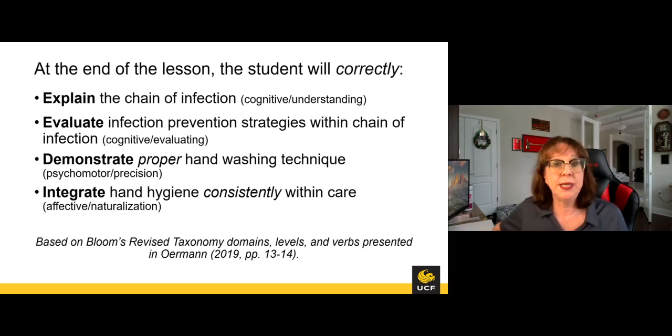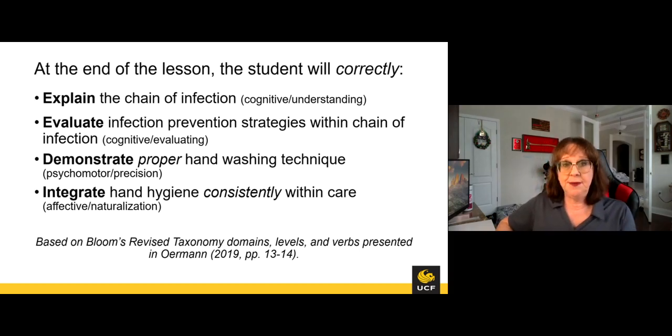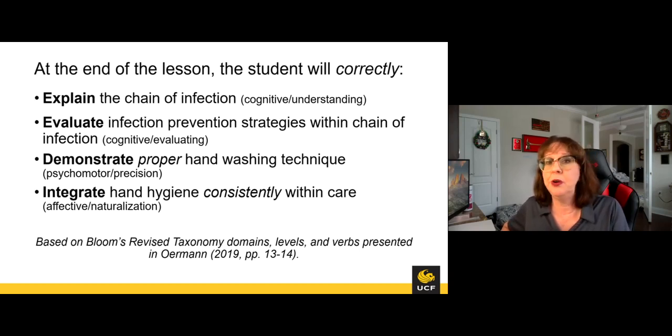Because this is in our objective module, we have 2 ways of looking at the different components for our objectives. One is the SMART objective, S for specific. We're looking for those action verbs, which I have bolded. The M in SMART is measurable. I have in italics how I'm measuring it. Are they going to correctly explain? Are they going to correctly come up with prevention strategies? Are they going to properly demonstrate hand washing? And then are they going to consistently integrate hand hygiene at all the appropriate times within the clinical setting?